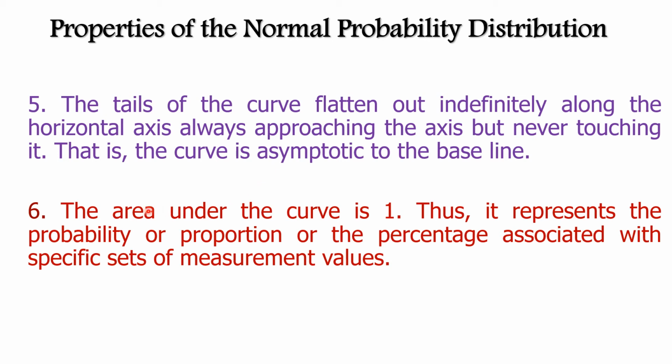So, the sixth property, the area under the curve is always equal to 1 or 100%. Thus, it represents the probability, the proportion, or the percentage associated with a specific set of measurement values. So, that value is what we call the probability, the proportion, or even the percentage.